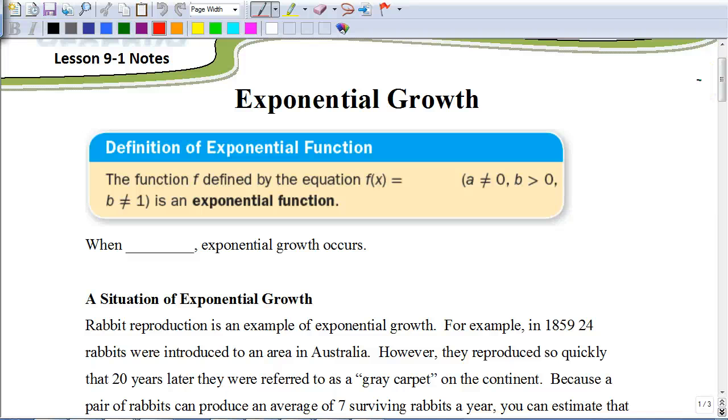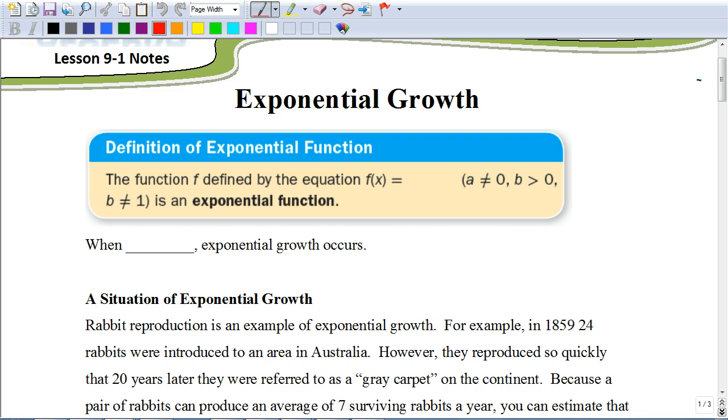Exponential functions. Today we're going to look at exponential growth. And this chapter leads off of what we've talked about in the previous two chapters, chapters 7 and 8. Like I've mentioned before, these chapters are very critical as far as building on each other and remembering what we've talked about in the previous chapters.